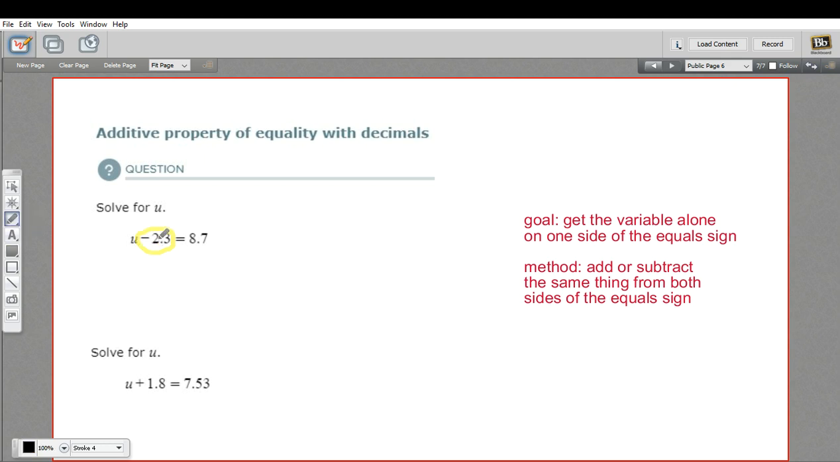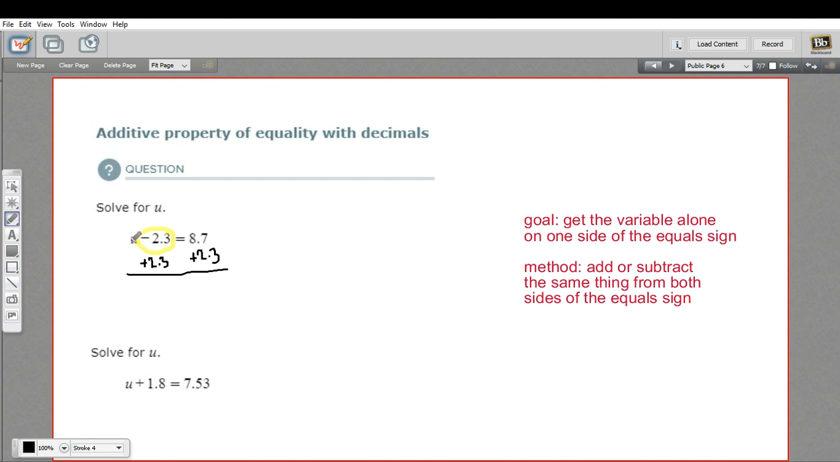So we want u alone here, and in this first problem, it's got this negative 2.3, this minus 2.3 hanging out here. That's what we want to get rid of. We're going to get rid of that by doing the opposite. The opposite of minus 2.3 is plus 2.3. So that will undo that. But we have to do the same thing to both sides of the equal sign or our equation isn't balanced. So we'll add it over there too.